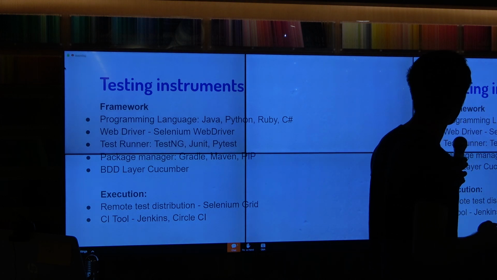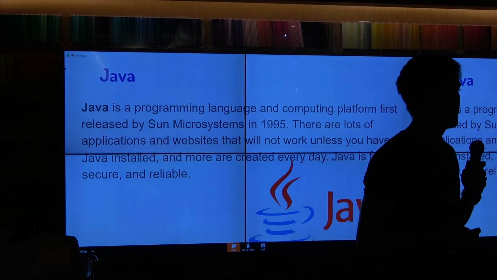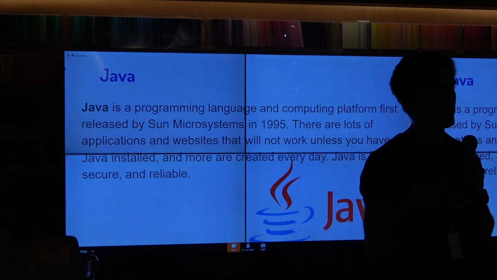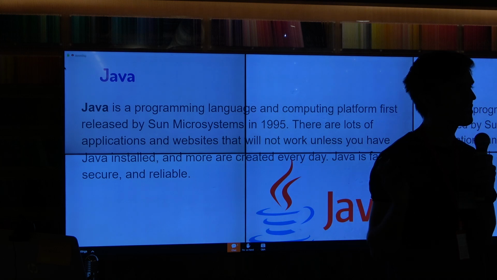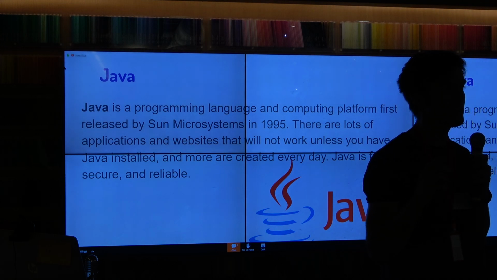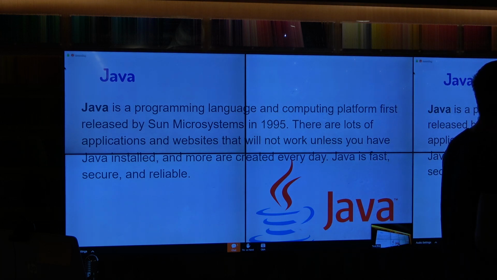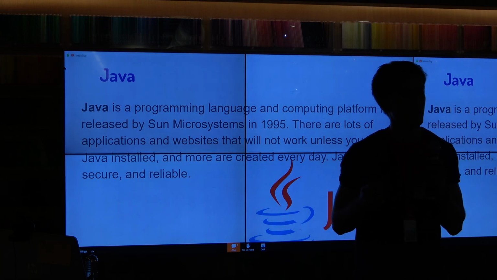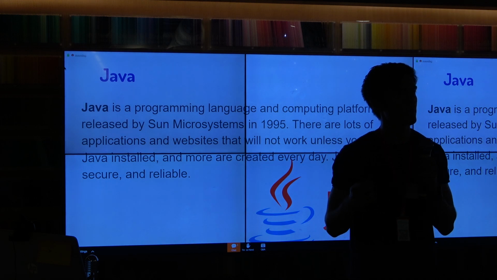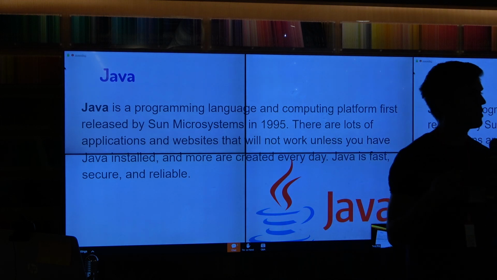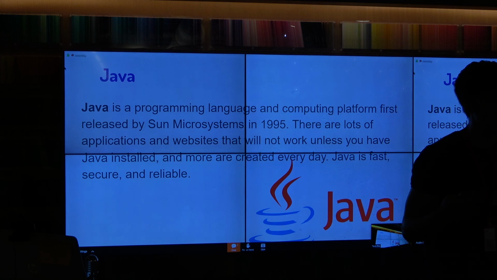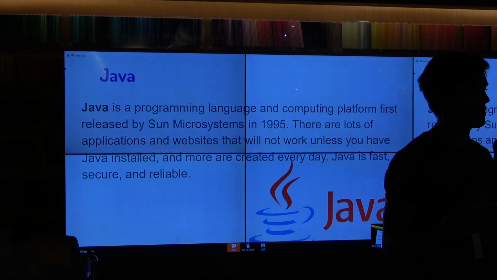So first of all, let's talk about Java. How many of you heard what Java is? Okay, 1, 2, 3, 4, 5, 6, 7, 8. Okay, so all of you. So why Java, right? Why do you need to learn a programming language? Because you're not software engineers, right? You just want to be automation engineers.